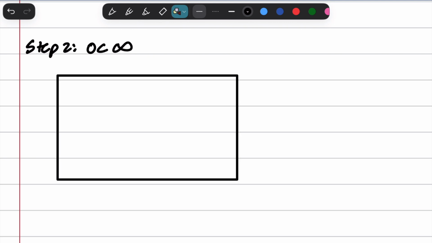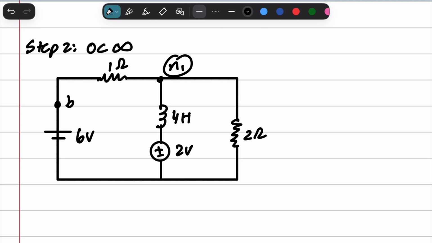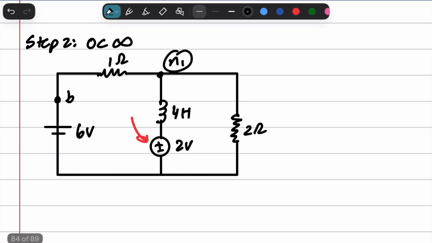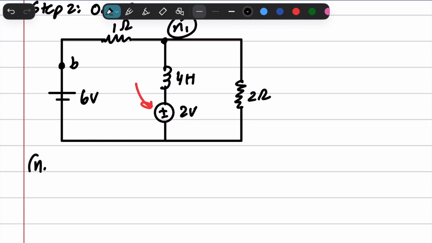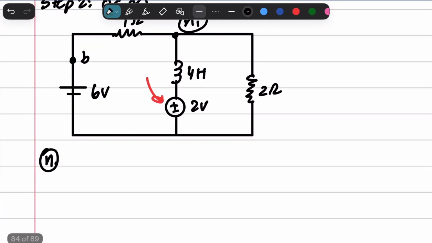Step 2 is the infinity portion, the positive infinity portion. We're going to go ahead and draw the circuit again. Thankfully, that current source is gone. However, we have a problem. We have this guy right here. Now, let's go ahead and draw this nodal analysis first, and we'll see what happens.